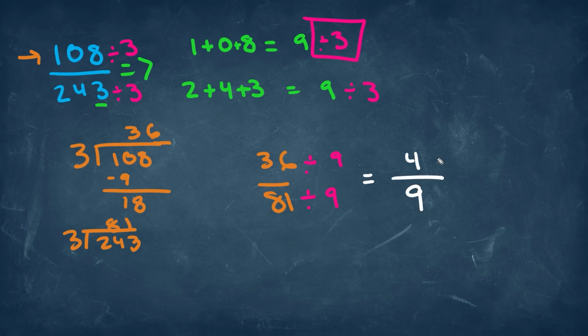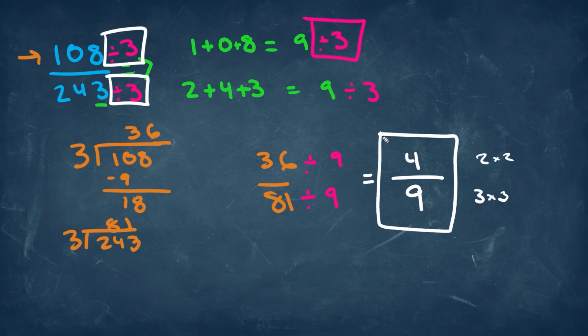Now we have to stop the process because 4 is only divisible by 2 and 2. 9 is divisible by 3 and 3. There's no value that's the same that we could divide top and bottom by. So therefore, the answer would be 4 over 9.